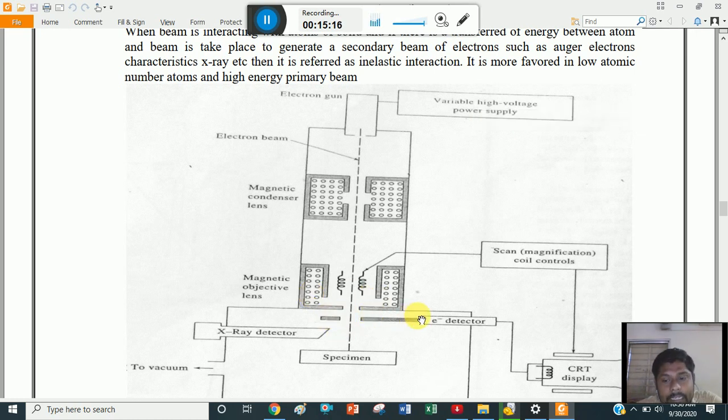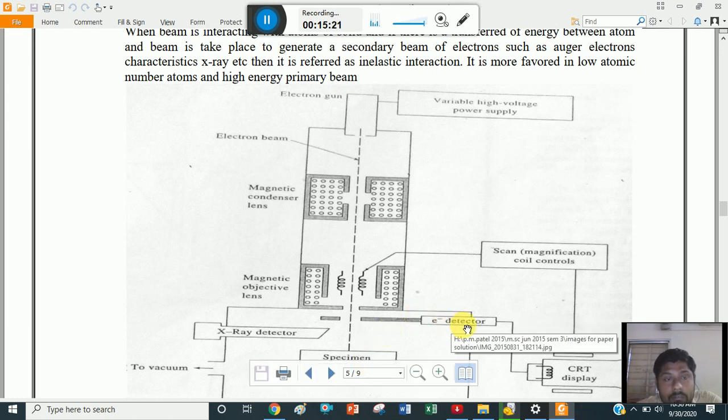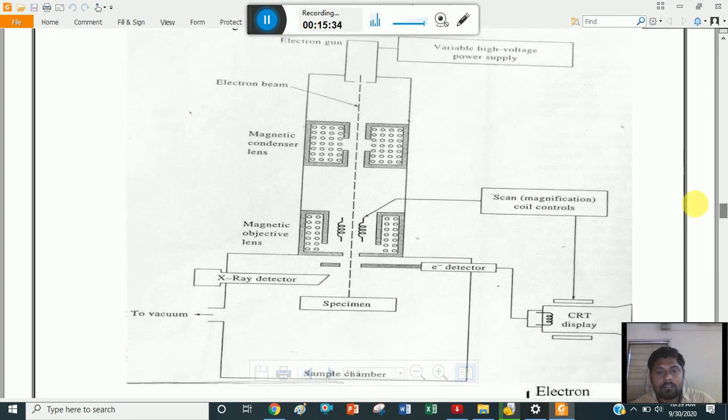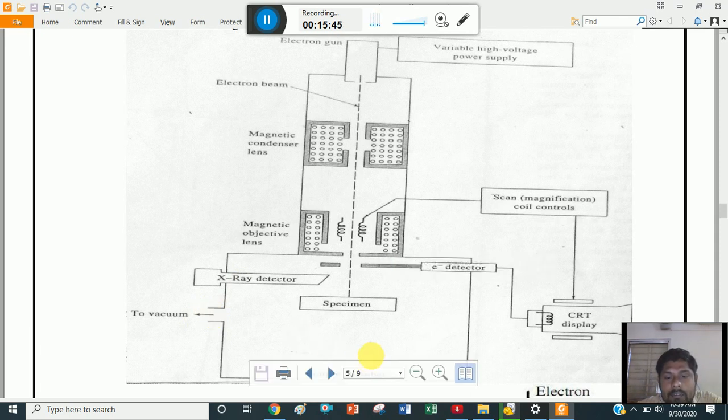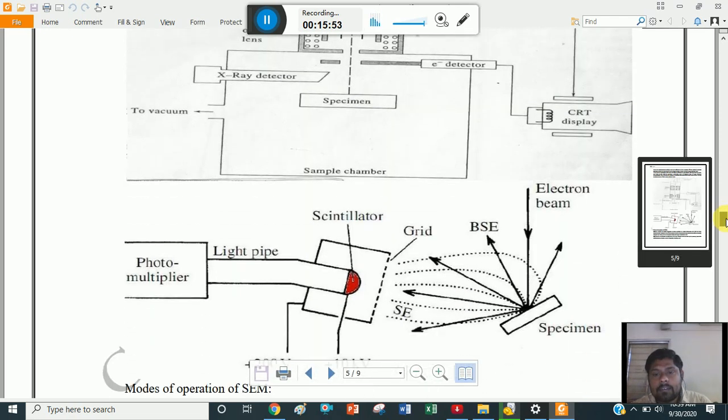The electron detector is there. It is a PMT, photomultiplier tube, which converts the light into current. That current is then measured in the CRT display, that is the cathode ray tube. It is your monitor, that is the readout device. Okay, that is your sample surface. Specimen means your sample surface. In some cases an X-ray detector is also used. That is a vacuum, that is the sample chamber. The whole system is set under vacuum. So that is the instrumentation with a neat and labeled diagram.